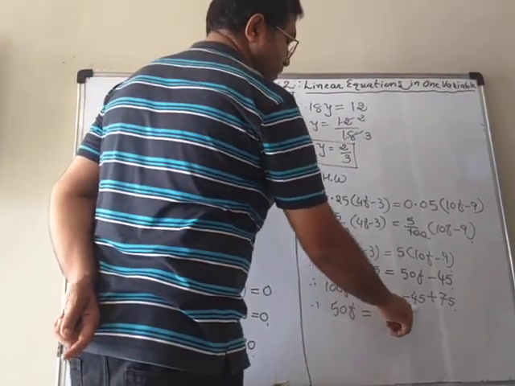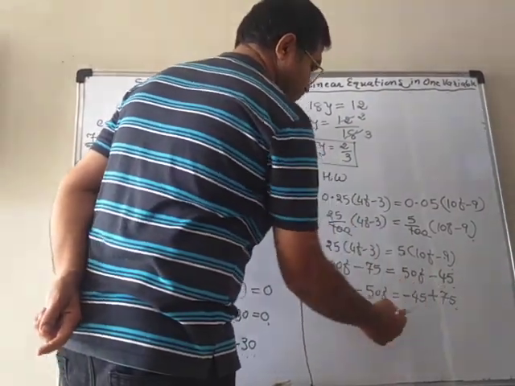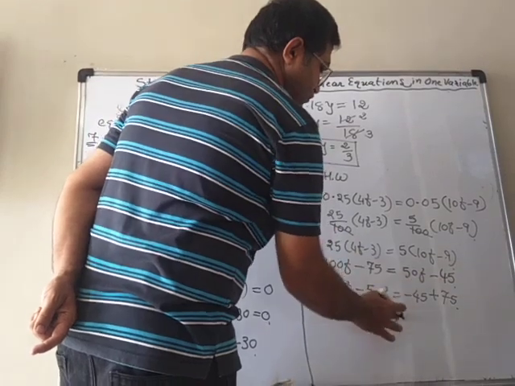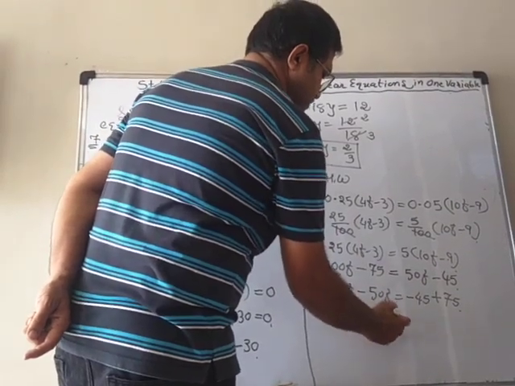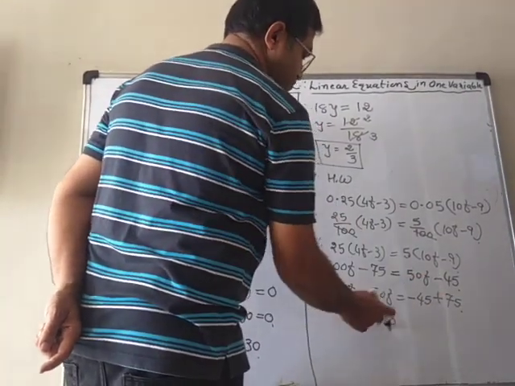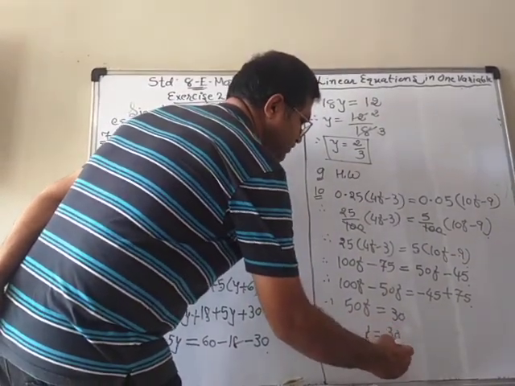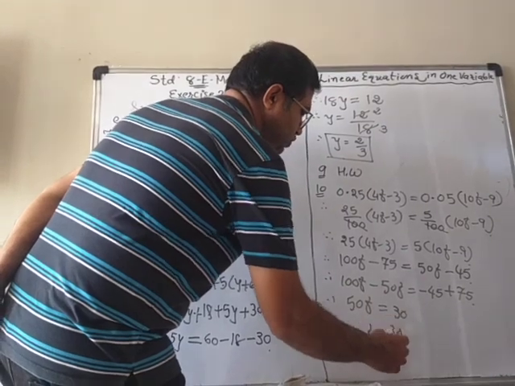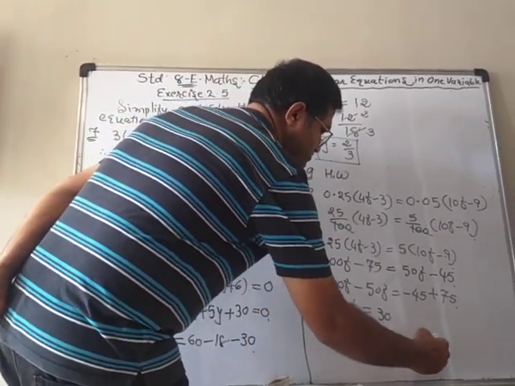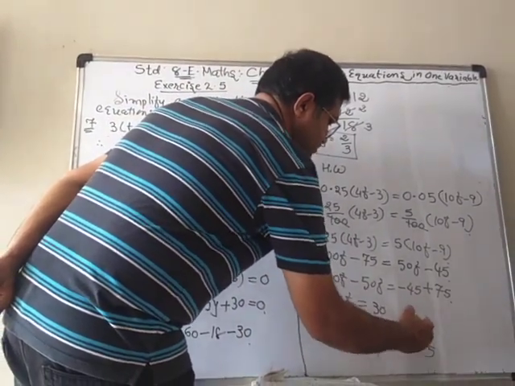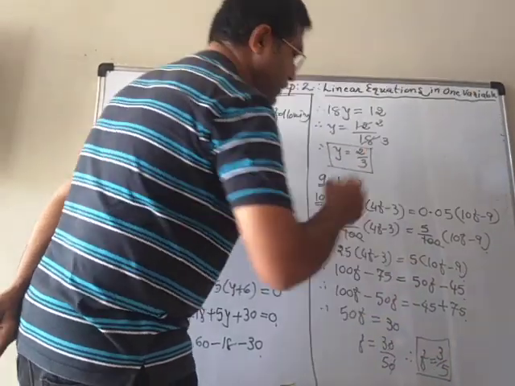75 minus 45: greater minus smaller. 5 minus 5 is 0, 7 minus 4 is 3. So 30, and the greater number's sign is plus. So f is equal to 30 upon 50. You can cancel zeros. So your final answer is f is equal to 3 upon 5.